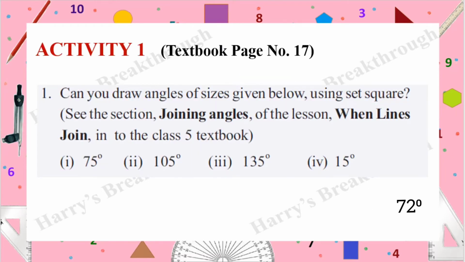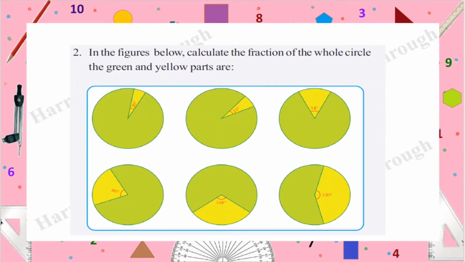So you have an activity. In your textbook, page number 17, you can see 3 questions. First one is, can you draw angles of sizes given below using set squares? You had learned this in your 5th standard. So draw these 4 angles using set squares. Second one is, in the figures below, calculate the fraction of the whole circle the green and yellow parts are.